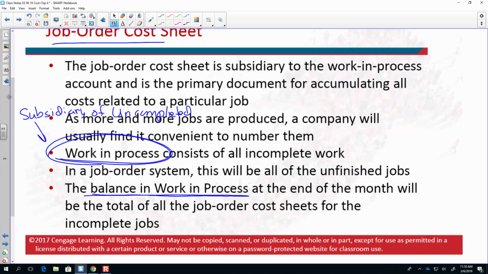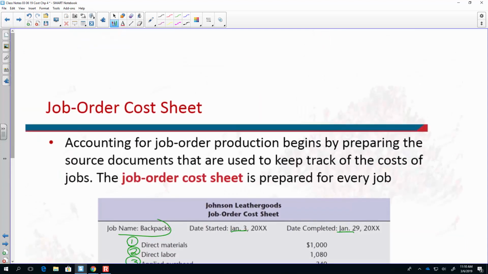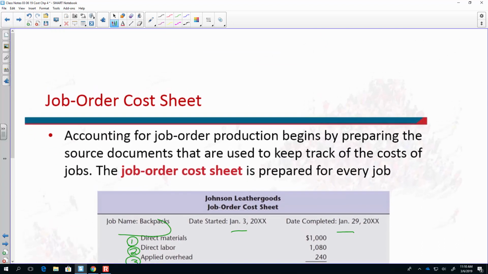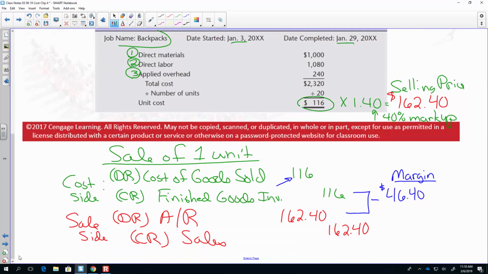So on the test, if I look to this problem here, let's assume this is our only job. And I only sold one backpack. That means out of 20, I have 19 left. The question on the test will be, what is the value of my work in process? Oh boy, put it right. January 31st.